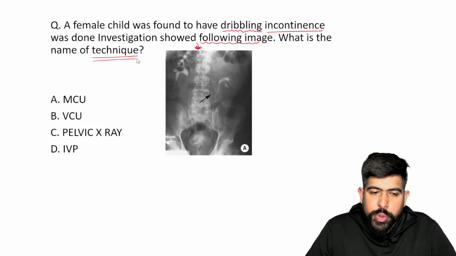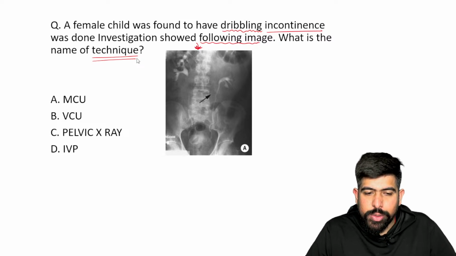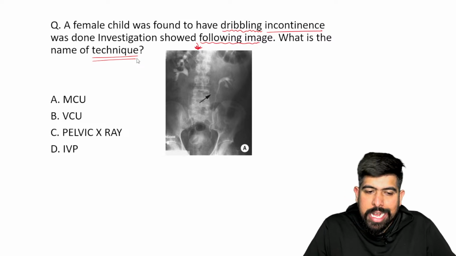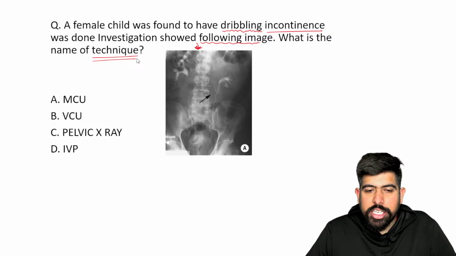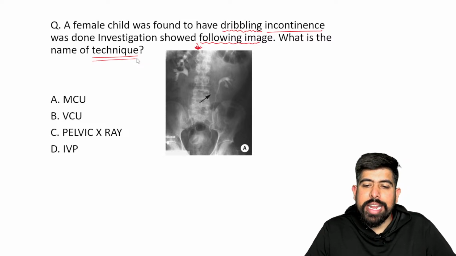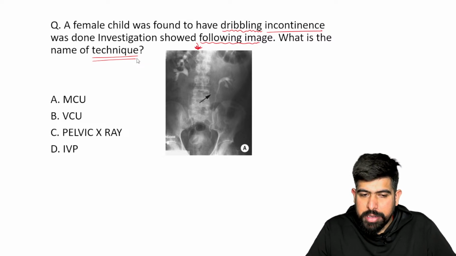So options are given to you: MCU, VCU, pelvic X-rays clearly, and IVP. What are you guys thinking? Of course, it's a kind of X-ray taken here, right? I can understand X-rays there, but which kind of X-ray?